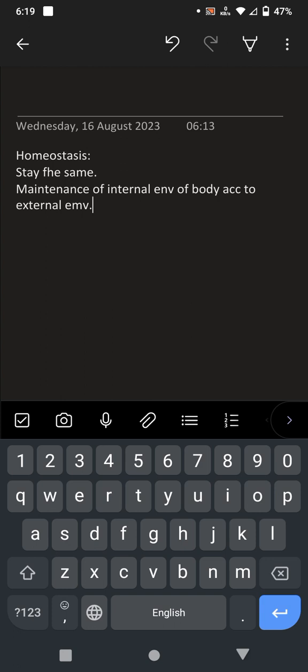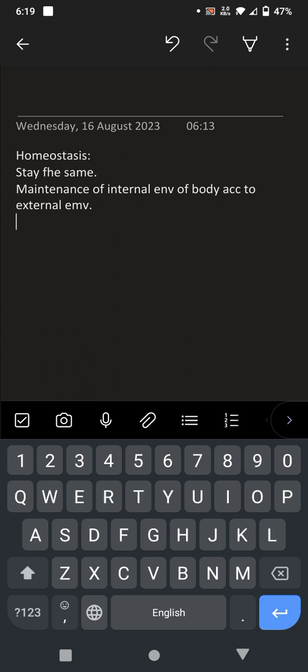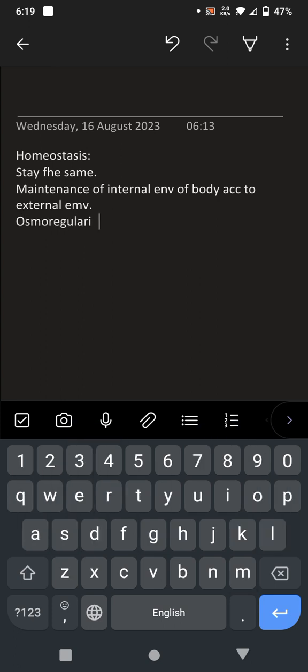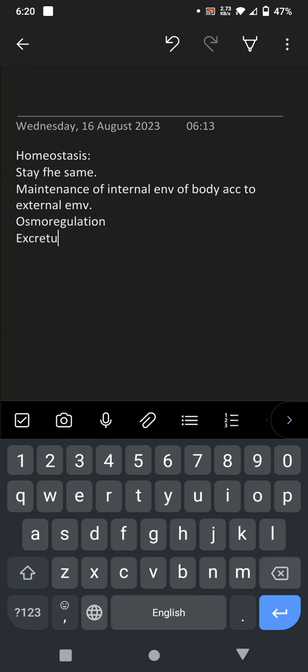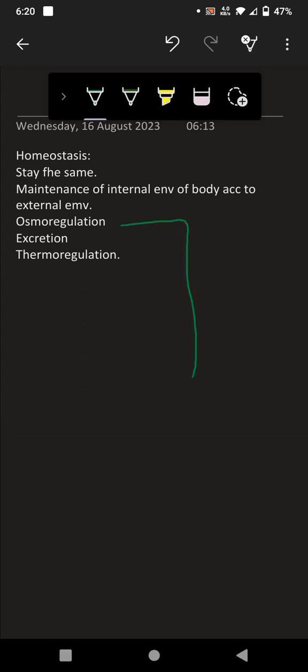Homeostasis is basically when your internal environment is maintained according to the external environment, the surroundings. There are three types of homeostasis. The first one is osmoregulation, the second one is excretion, the third one is thermoregulation.